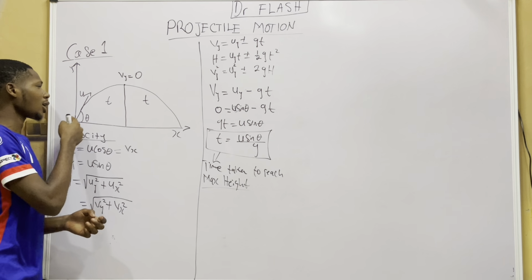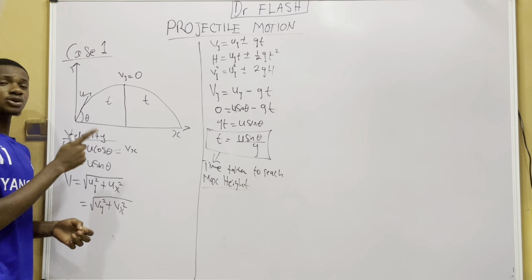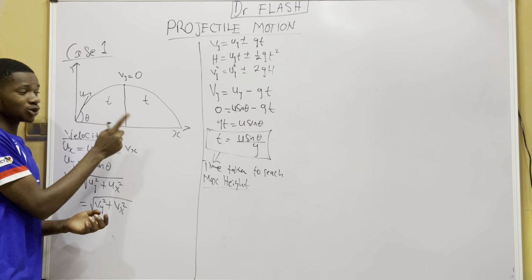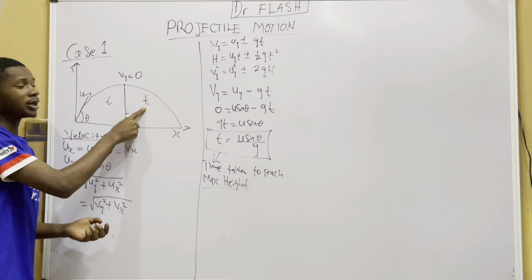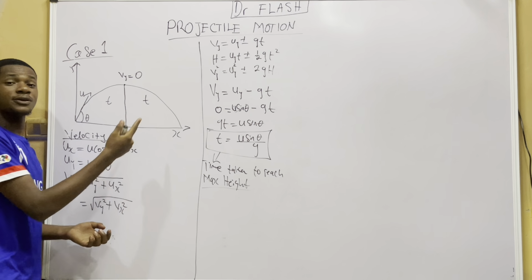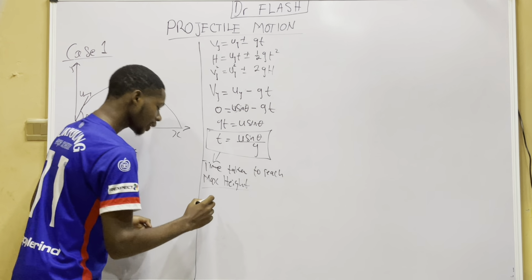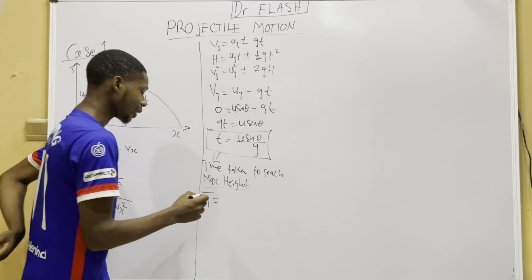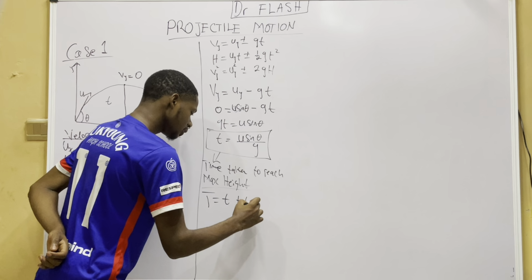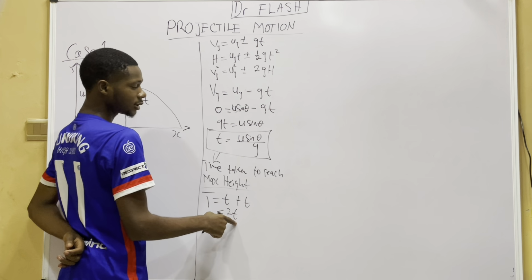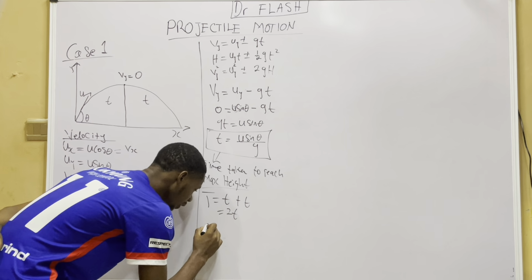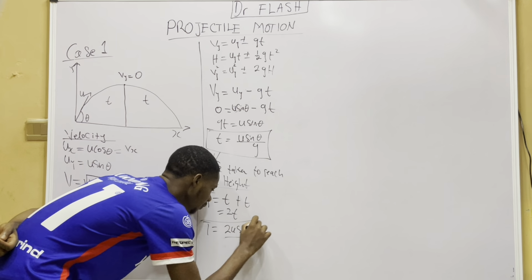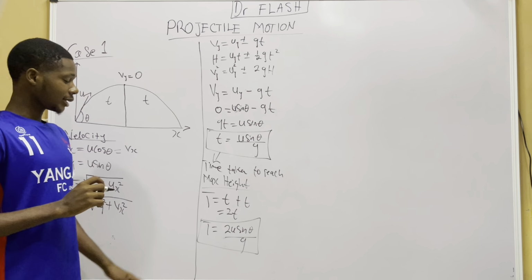Now what if we're asked to calculate the total time? We're just going to add these two times. This one is u sine theta over g, and this one is as well u sine theta over g. So u sine theta over g plus u sine theta over g gives you 2u sine theta over g. I'm going to write that time as big T, so you don't get confused with the small t. That's going to be equal to t plus t, which equals 2t. Substituting in t as u sine theta over g, we get T equals 2u sine theta over g.